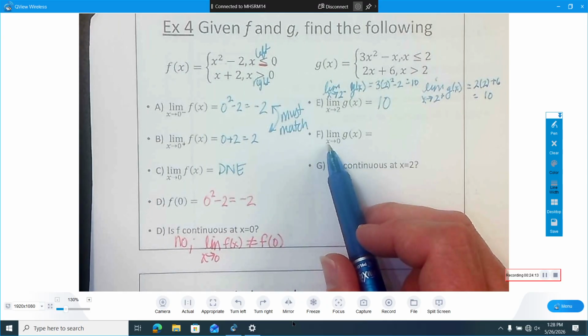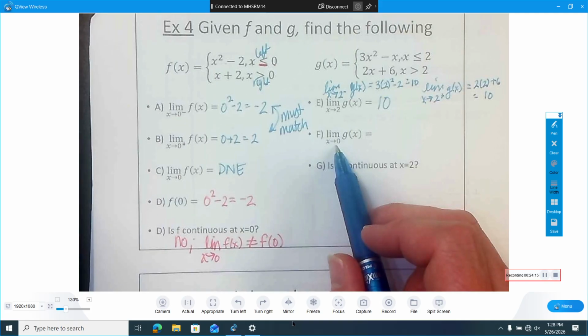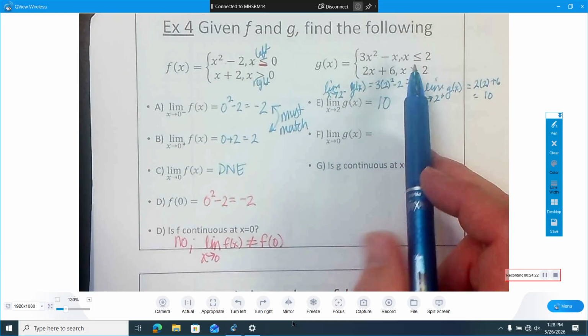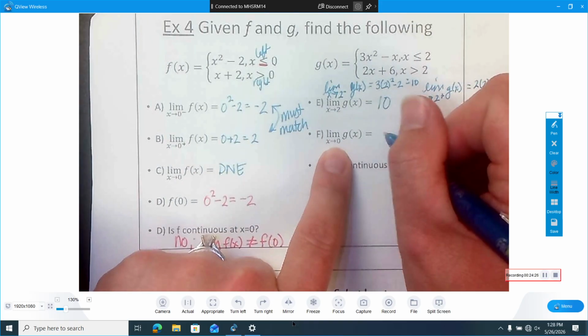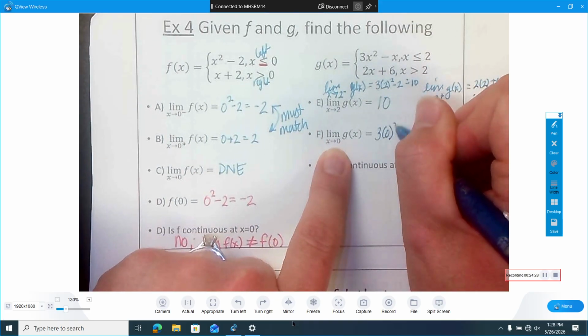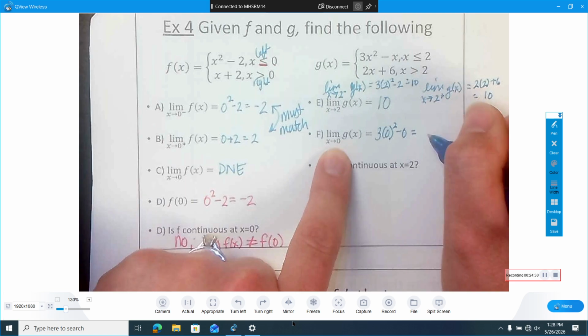What's the limit as x approaches 0? Top. Why do we go to the top? Yeah, because that's where 0 is less than 2. All right, so that works there. So 3, plug in a 0, minus 0. What do we get? 0.